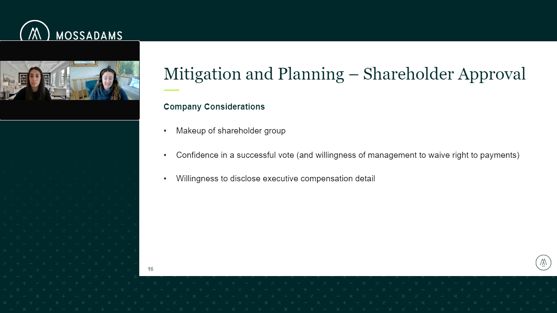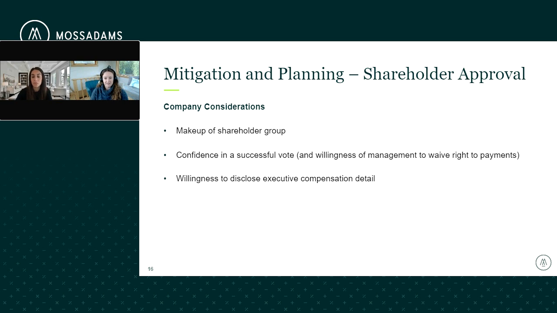So again, another key factor is how much confidence there is in a successful vote. If you can't get management and the individuals that are receiving the payments comfortable that this is going to be approved, a lot of times those executives may not want to sign waiver agreements, because they could be better off, even if they're subject to the excise tax. It's still something instead of nothing, if they potentially lose the payments altogether. And then another common thing that we see is just management's willingness to disclose executive compensation detail.